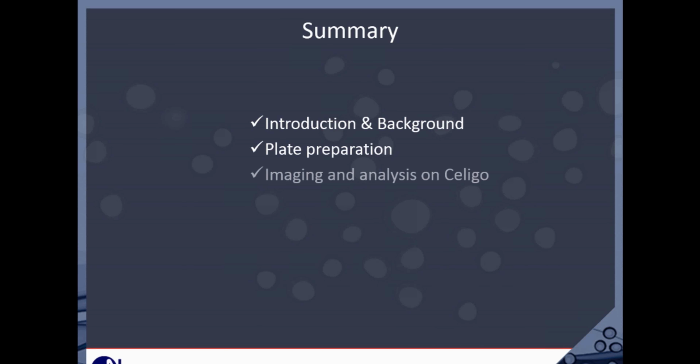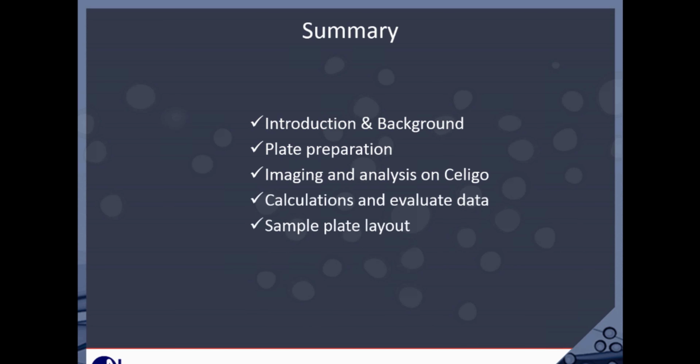And then I showed you how to actually prepare a plate to understand the dynamic range with your cell sample set, how to image and analyze the plate on Celigo, and then how to look at the calculations and evaluate the data to figure out what is your best dilution factor for your sample set range. And then I provided an example of how you would actually put the plate layout together for your unknown sample set.